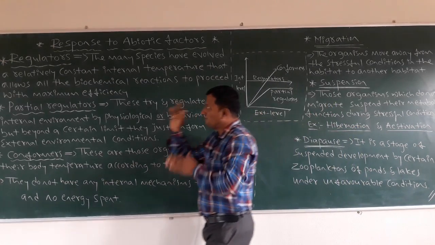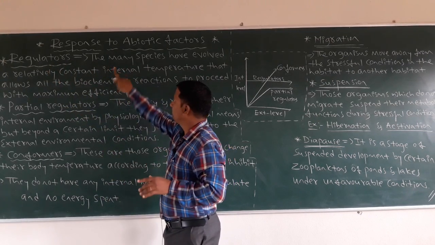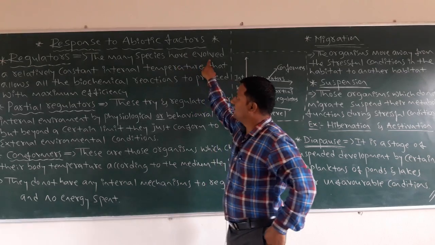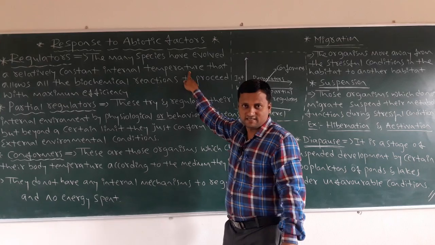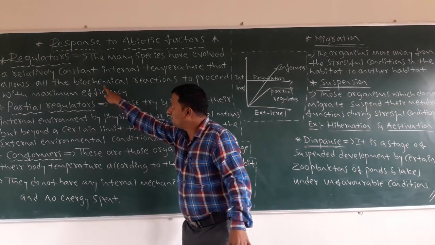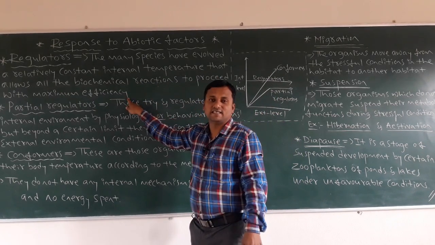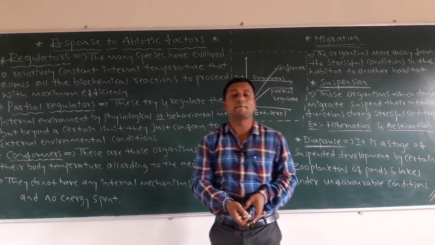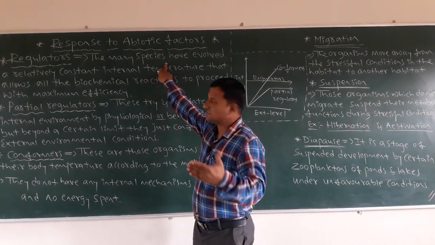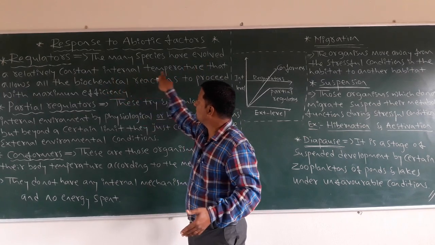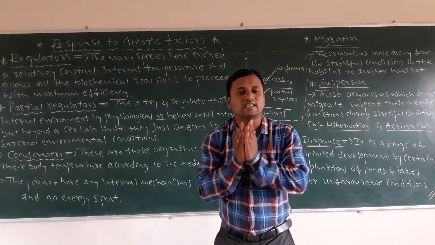The first one is regulators. What are regulators? Many species have evolved a relatively constant internal temperature that allows all the biochemical reactions to proceed with maximum efficiency. Efficiency means energy, capacity, maximum capacity. So regulators have a constant internal temperature.